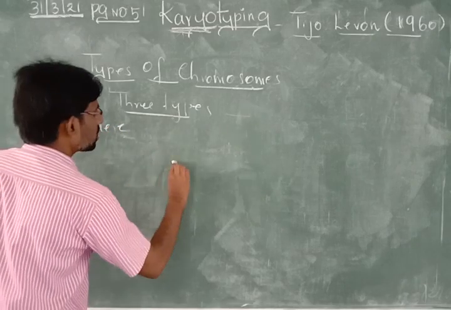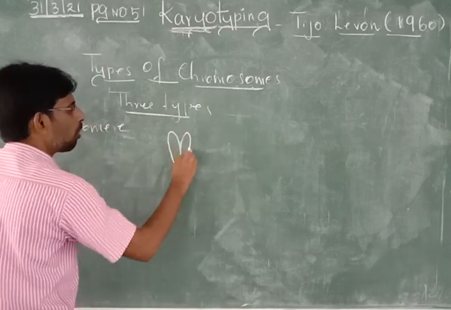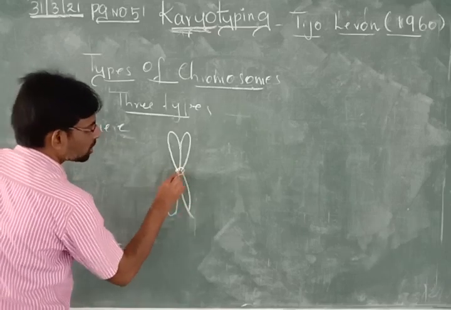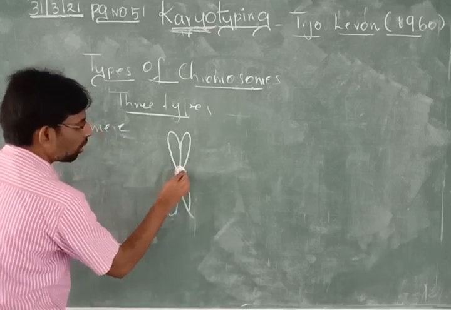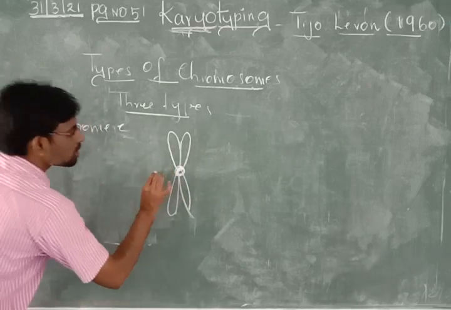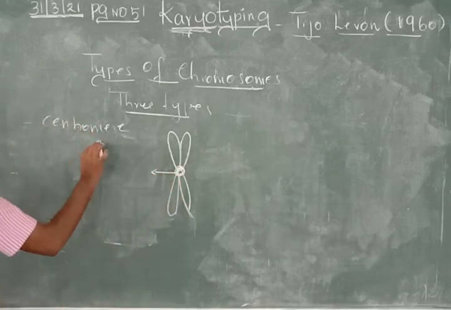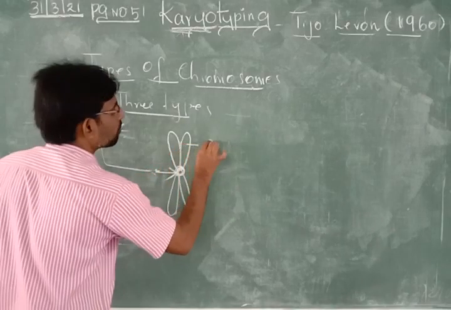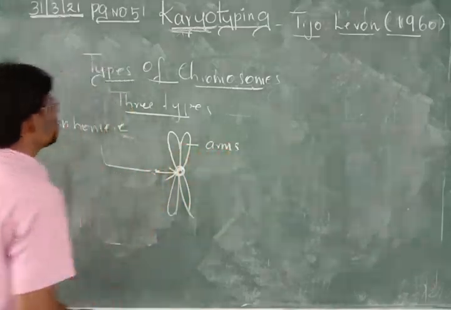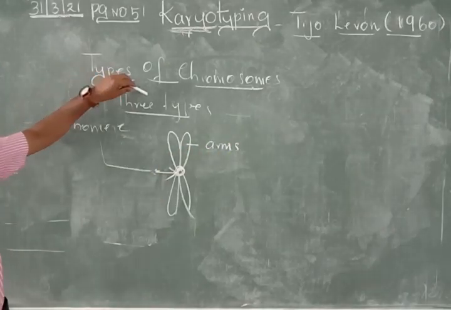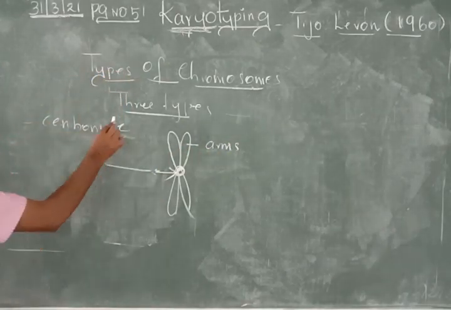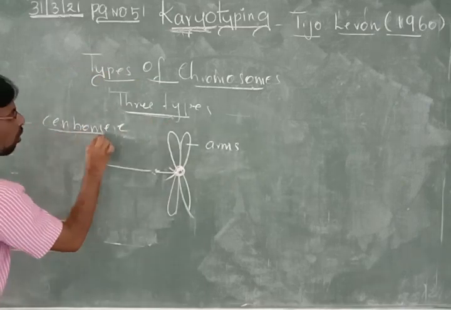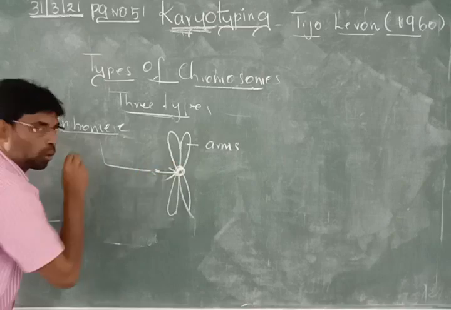Now this is the arm of the chromosomes, and this arm is placed on the centromere. So now this is the centromere. Okay, so this is what the centromere is. Now, this one is the arm of the chromosomes, arms. So now this classification of chromosomes, that is 3 types, is based on the position of the centromere, where the centromere is located.